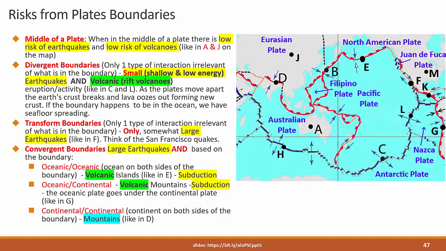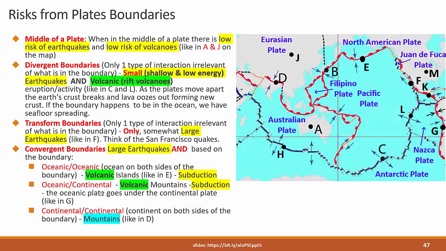But if both sides of the boundary are ocean, if it is oceanic, along with the large earthquake, we are going to have volcanic islands. So we have volcanic activity and subduction as well. Subduction meaning one plate is going to go under the plate that is less dense than it. And it is the subduction that's most of the time responsible for lifting part of the plate, and that's what's going to help build islands.